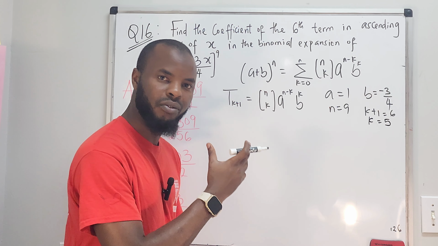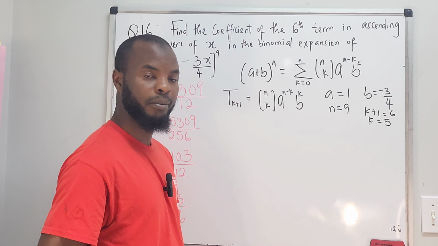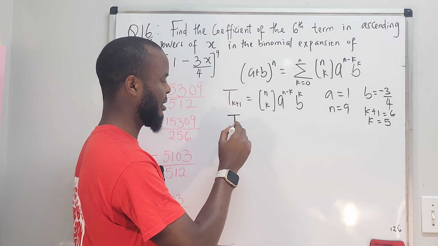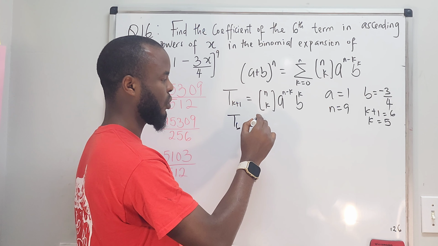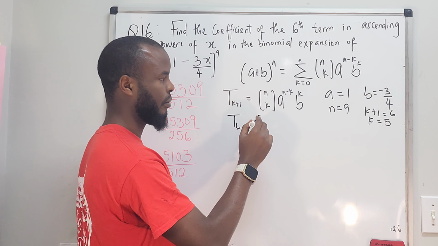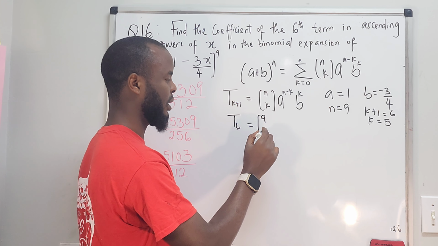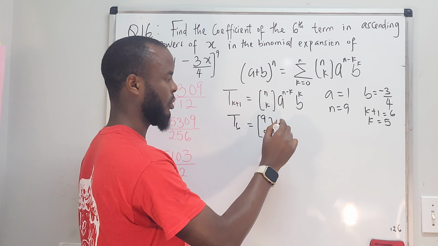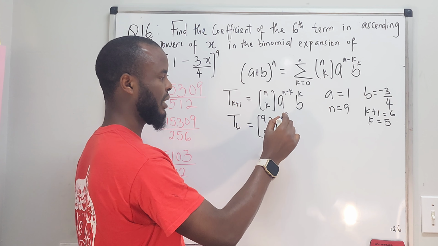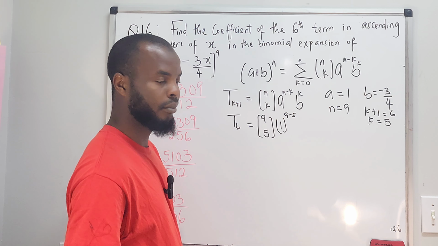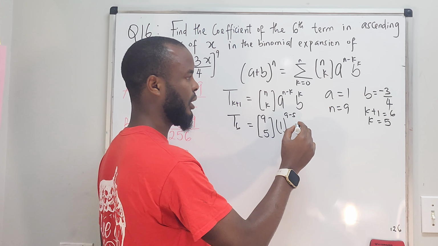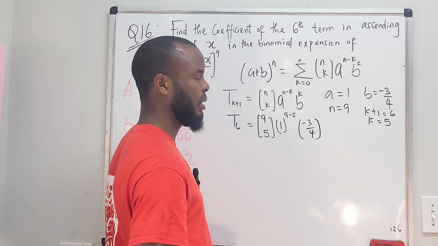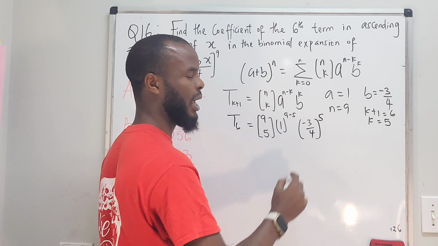Now let's plug these values into the given equation. T(k+1), which is the same thing as T6, is equal to n choose k, where n is 9 and k is 5. A is 1, so n minus k is 9 minus 5. B is negative 3 over 4 to the power of k, which is 5.